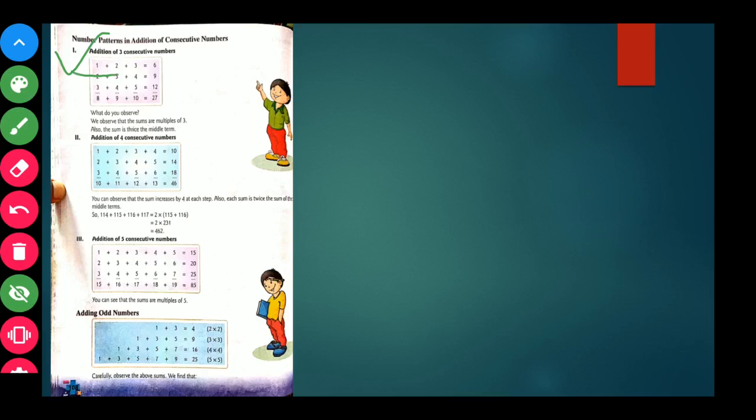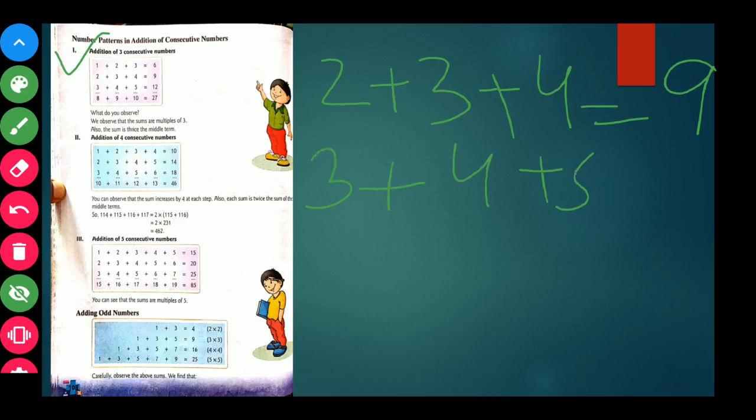Starting from 1, the next consecutive numbers are 2 and 3. You can see here the addition is 6. The next one is 2 plus 3 plus 4 and the sum is 9. The next one is 3 plus 4 plus 5 equals 12. And similarly, you can add the other 3 consecutive numbers to get the sum.